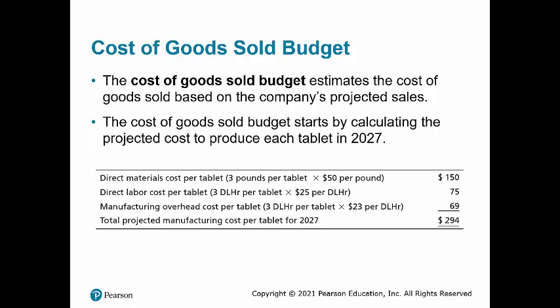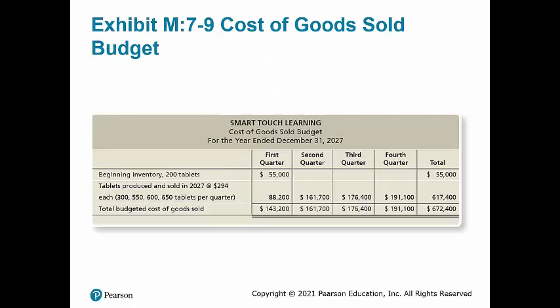The manufacturing overhead cost per tablet, remember it takes 3 direct labor hours per tablet, and the predetermined overhead allocation rate was $23 per direct labor hour. So we multiply 3 direct labor hours by $23 and we get $69 for manufacturing overhead. We add together the direct materials, direct labor, and manufacturing overhead costs per tablet to get the total projected manufacturing cost per tablet for 2027 of $294. This is the completed cost of goods sold budget.